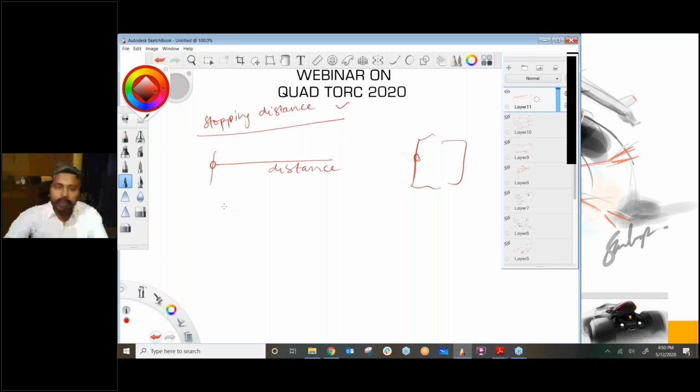The rule says stopping distance, the rule says brake test, straight line, without losing control, all 4 wheels or wheels on which brakes are working must get locked.